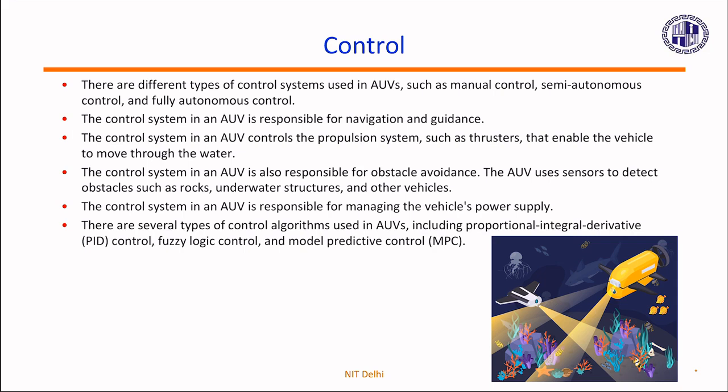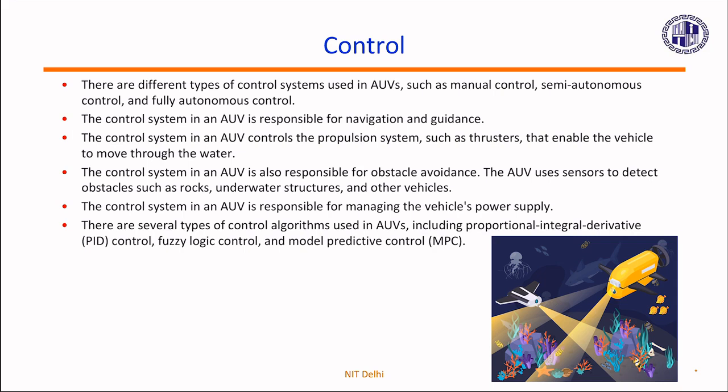The control also has propulsion. The control system in an EUV controls the propulsion systems such as thrusters that enable the vehicle to move through the water. The control system adjusts the speed and direction of the thrusters to ensure that the EUV can maneuver through the water and complete its mission.